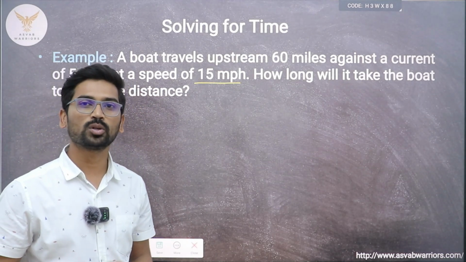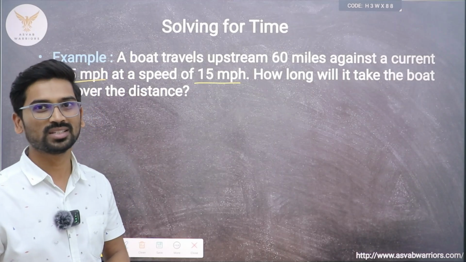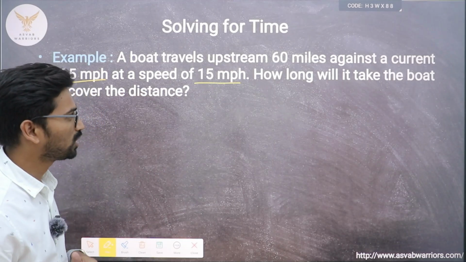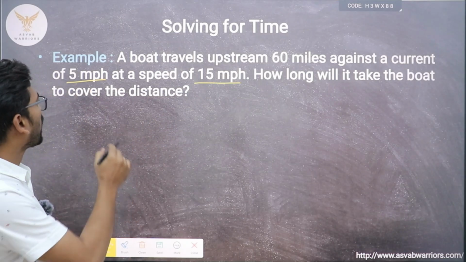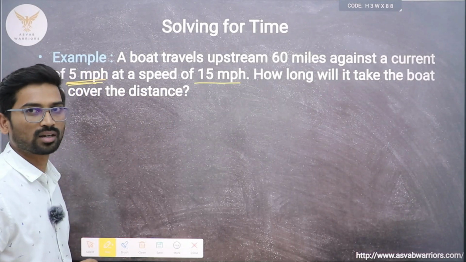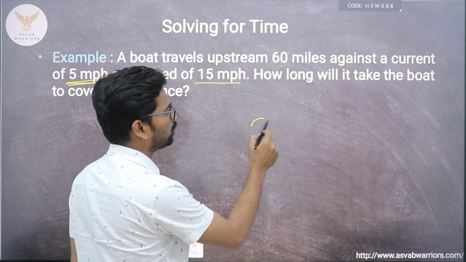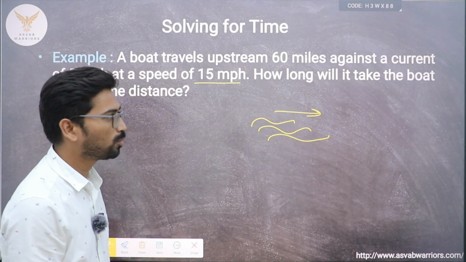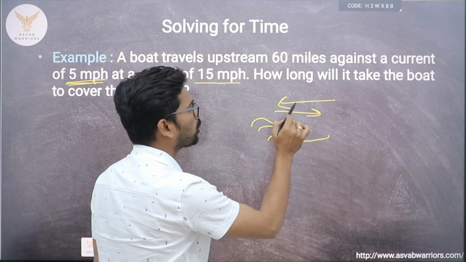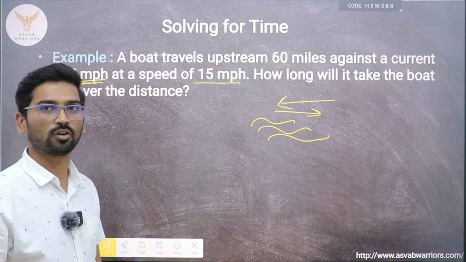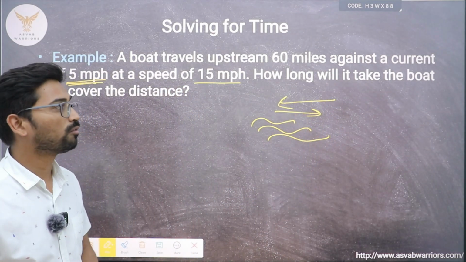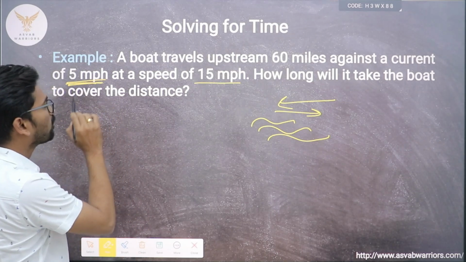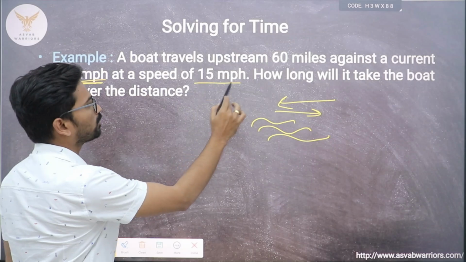Now here a boat is traveling upstream. Upstream means it is traveling in the opposite direction of the flow of the current. There is water and its current is flowing at 5 miles per hour, and let us assume the water is flowing in this direction. Then our boat is traveling in opposite direction to the flow of water. Now what will we do? We will have to reduce or subtract the speed of the current from the speed of the boat.